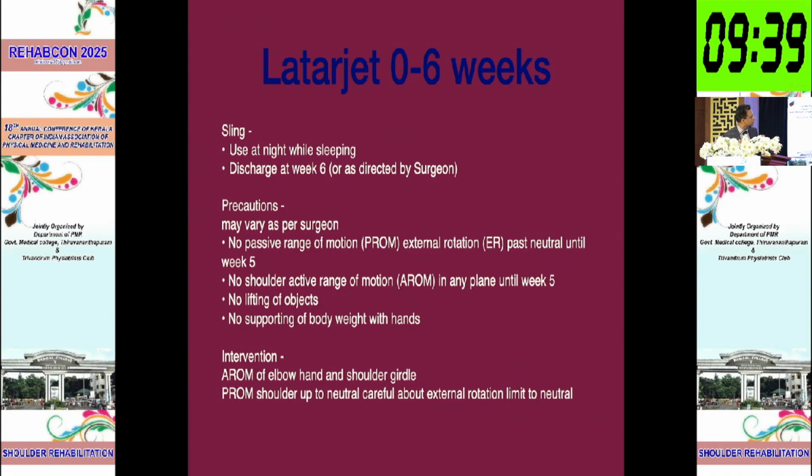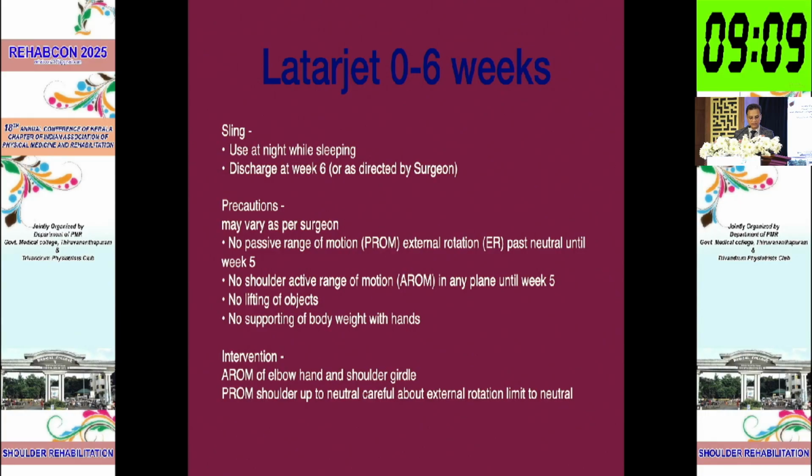Use a night sling, use it at night while sleeping also, and remove the sling at 6 weeks. Precautions may vary per surgeon, but I usually avoid external rotation for up to 5 weeks. I told you, bone healing. No shoulder active range of motion in any plane until 5 weeks. Intervention is assisted ROM of the elbow and shoulder girdle.